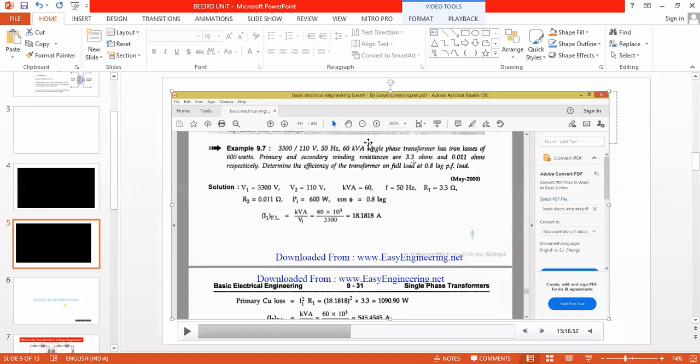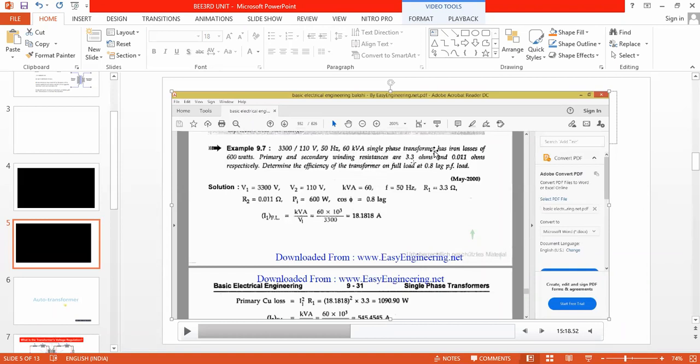So 60 kVA means the power which we can give to the transformer, or the power the transformer is transferring from primary to secondary, is 60 kVA. That is the value. So here they have written kVA is equal to 60. That is the power rating. You can write rating is equal to 60 kVA.